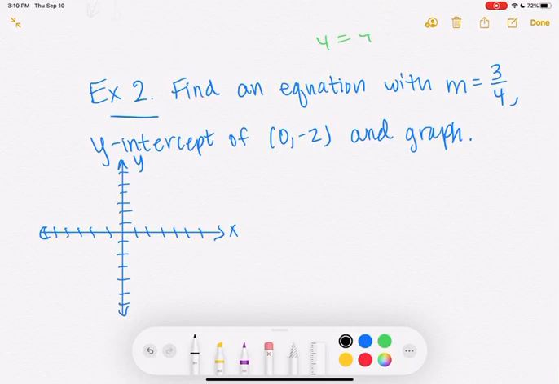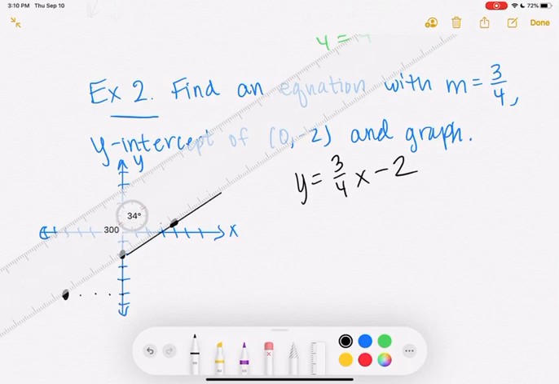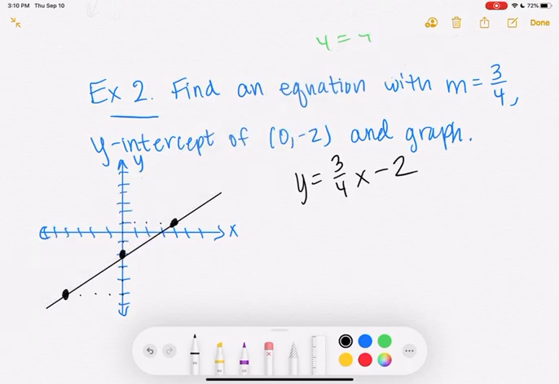Okay, to start, y equals mx plus b. M is 3/4, so I have y equals 3/4 x. And then plus b, well, b is -2, so just a -2. Graph it. I go to 0, -2. I start at that point. I go up 3/4. 1, 2, 3 over 1, 2, 3. There we go. Or if you prefer to go down, you can go down 1, 2, 3 over 1, 2, 3, 4. Connect them up. Make sure you use that straight edge. Draw your arrows. Done.